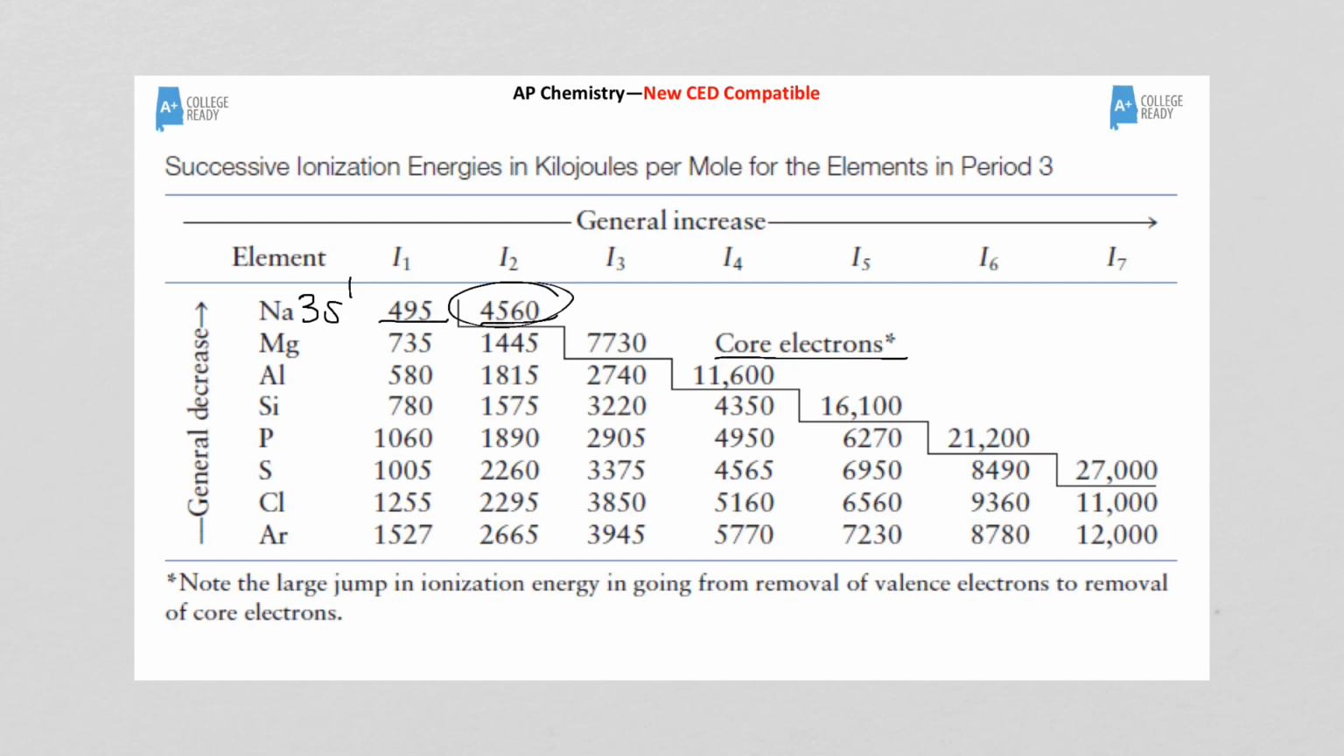If we think of magnesium, its big jump was between the second and third. Why? Well, think magnesium has 2 valence electrons. It's going to take some energy to remove the first valence, a little bit more to remove the second valence electron. Once you get to that third one, it's no longer a valence. You're down into that second energy level.